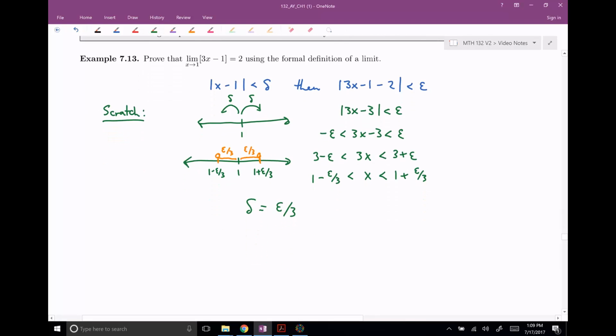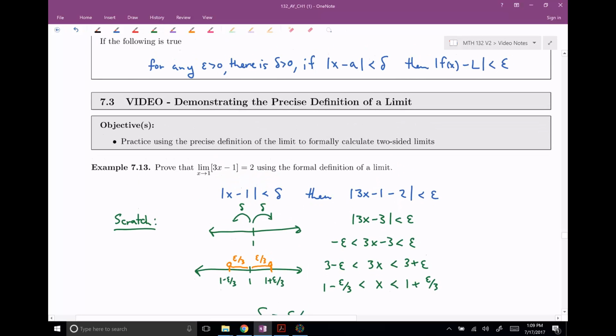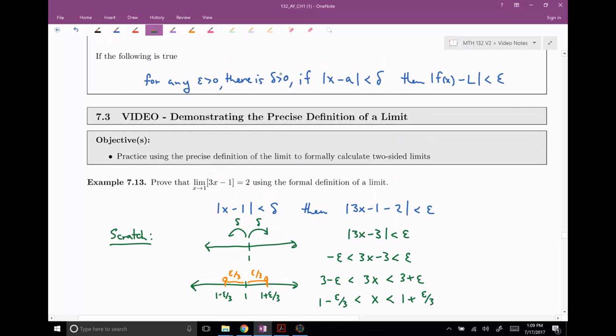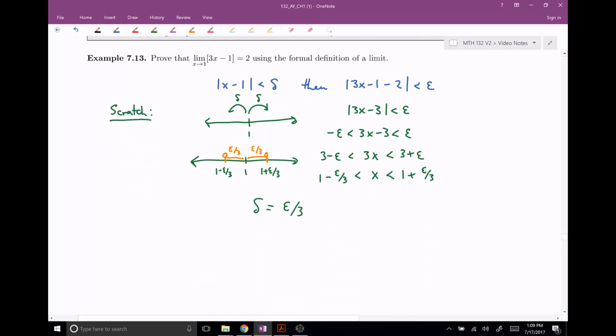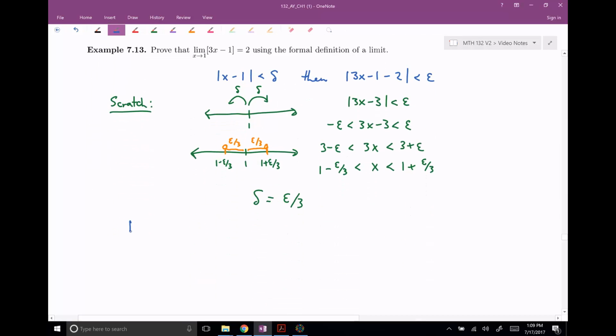So again, this is the scratch work. This is finding the correct delta value. So now, for any epsilon, we were able to find a good delta value. And so I would like to prove that this is now true, so that if x and a are within distance delta from each other, then f of x and L are within distance epsilon from each other. So here comes the formal proof.